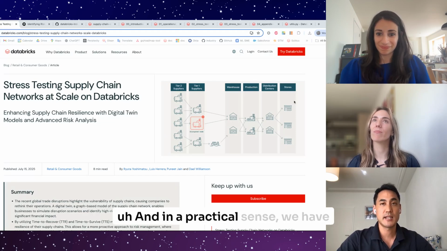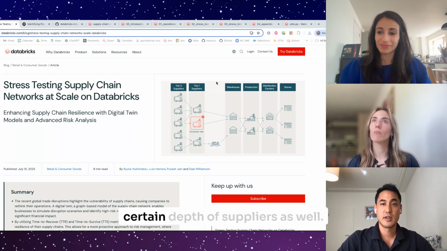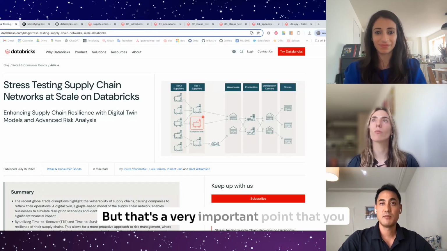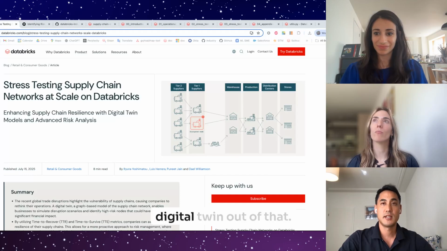And in a practical sense, we have companies that are running optimization or stress testing only to a certain depth of suppliers as well. But that's a very important point, that you need to collect this information and build a digital twin out of that.